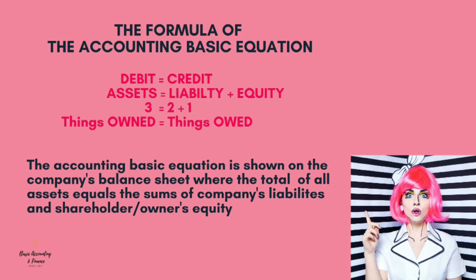Now, let's have a look at the accounting basic equation. The key principle behind the accounting basic equation is that what the business owns is equal to what the business owes. Debit side equal to credit side. Assets are equal to liability plus equity.